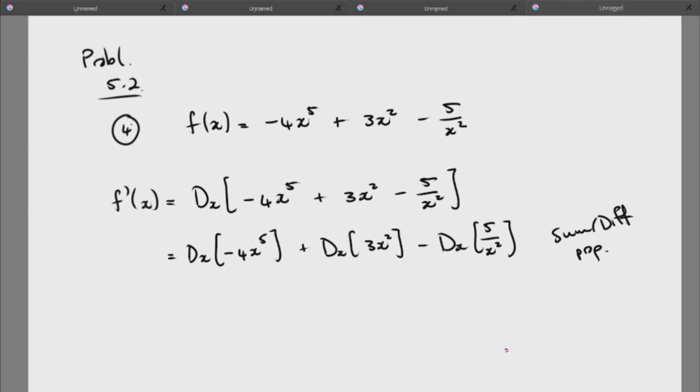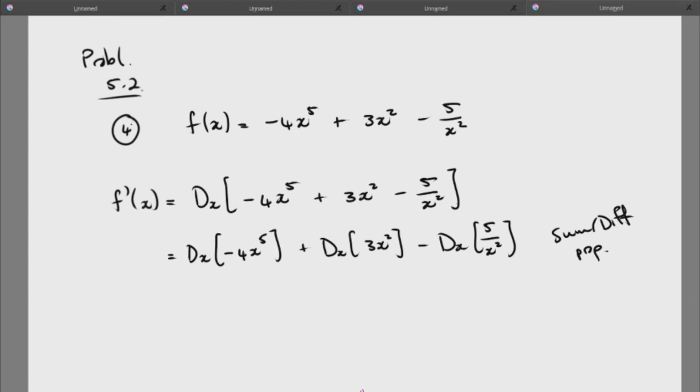See, the big D notation just helps me not name anything, which is a little bit more convenient. I can go directly to my actual terms. You can't write stuff like negative 4x to the 5 prime. That's not allowed. I have to name the function before I can use the prime notation. So it's not convenient in this case. Doesn't matter, they all mean the same thing. Sum difference property. One property at a time.